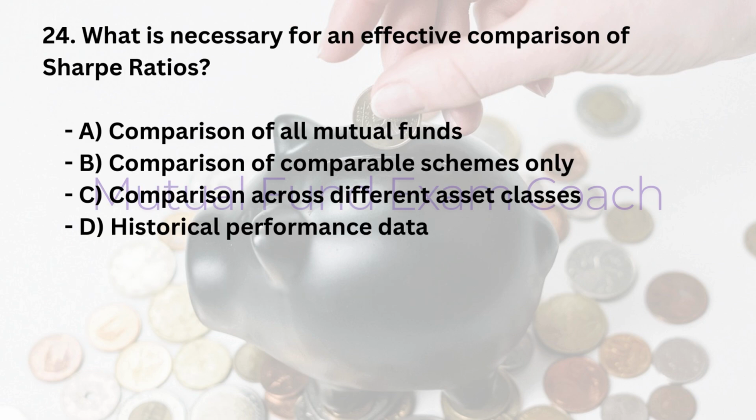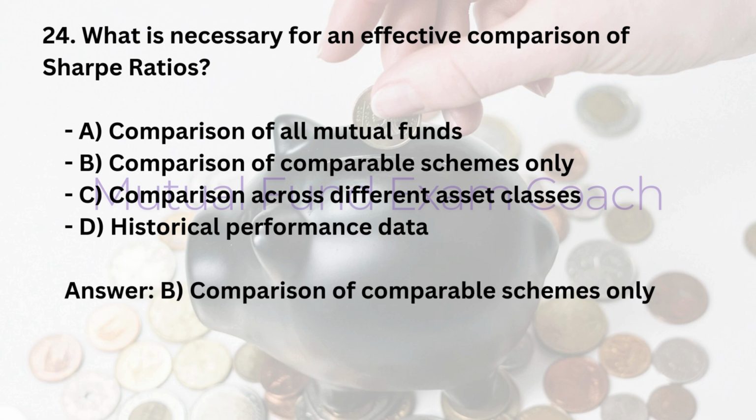24. What is necessary for an effective comparison of Sharpe ratios? A. Comparison of all mutual funds. B. Comparison of comparable schemes only. C. Comparison across different asset classes. D. Historical performance data. Answer: B. Comparison of comparable schemes only.